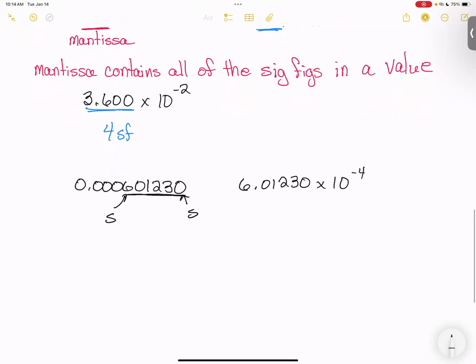If I have the value of 0.0300, then I would write it as 3.00 times 10 to the negative 2, because the 3 is significant because it's the first non-zero digit, and that 0 is significant. I have to include all significant figures in the mantissa.